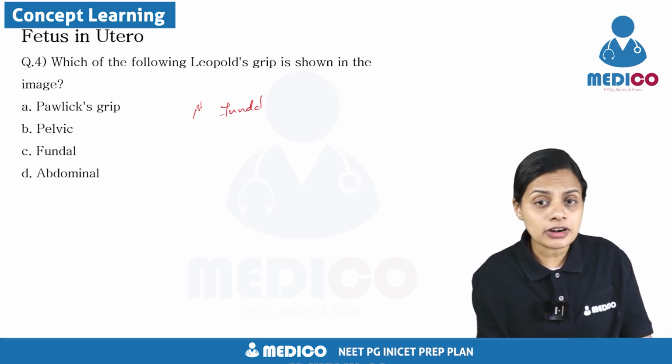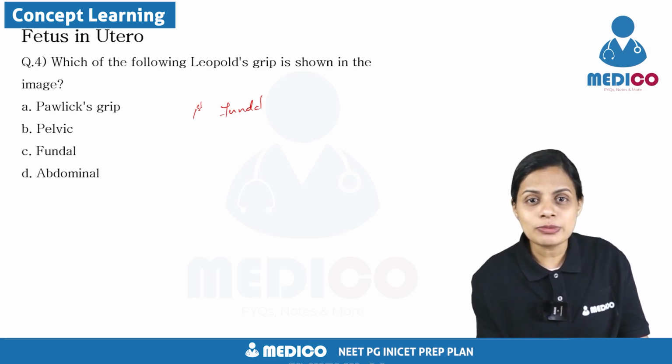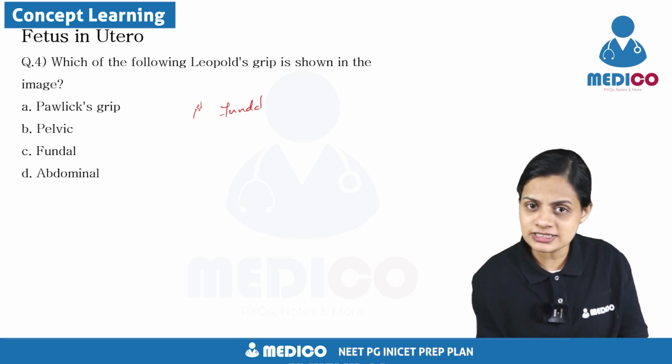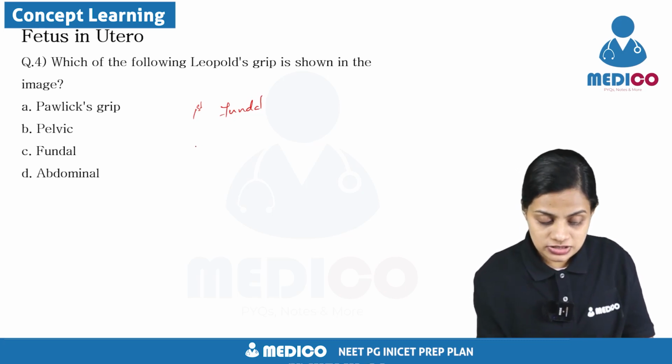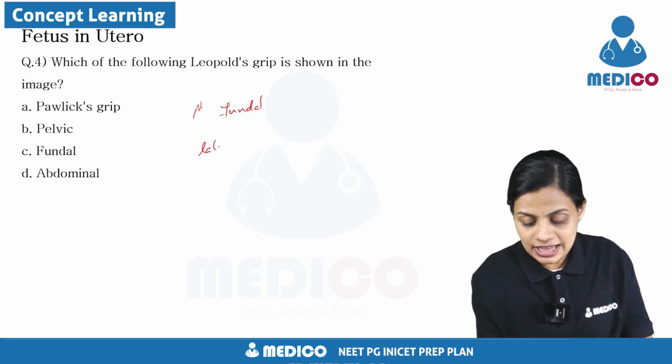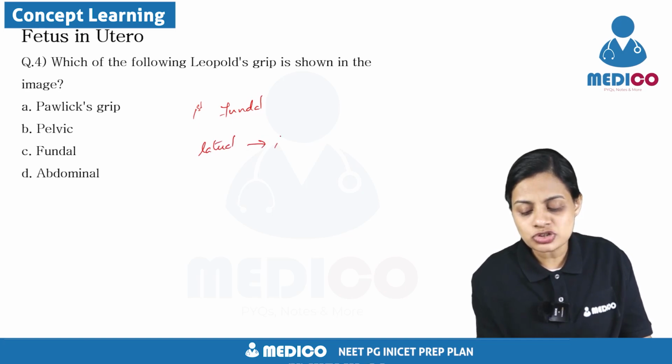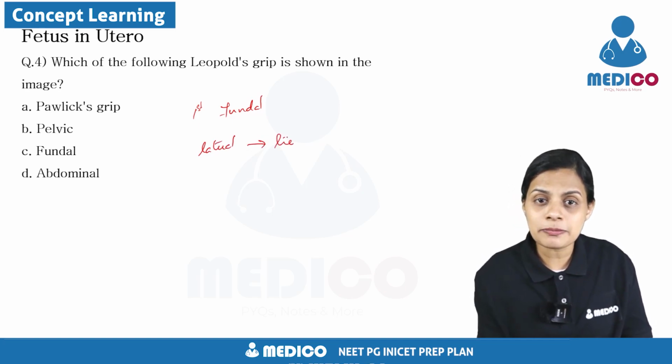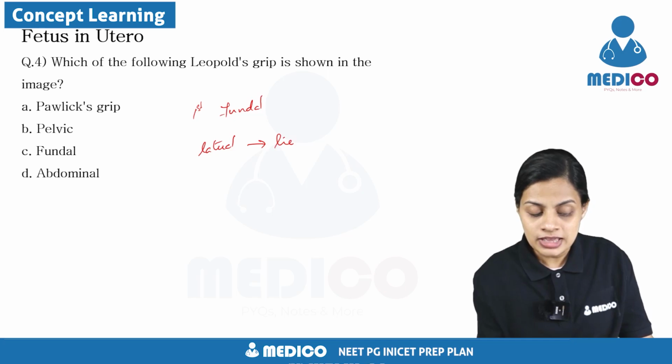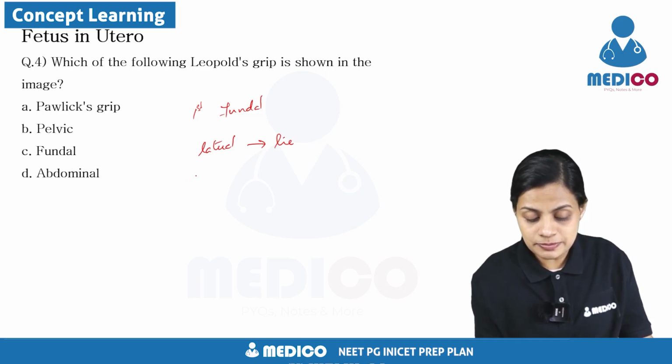You palpate the fundus of the uterus and try to make out which part is there. Usually, in a case of cephalic presentation, you will be able to feel a soft, boggy, non-ballotable mass at the fundus, which is the breech. The second grip, which is the lateral grip. Lateral grip helps us to determine the lie of the fetus, where the back of the fetus is, where the limbs of the fetus is. The lateral grip is also known as the umbilical grip.